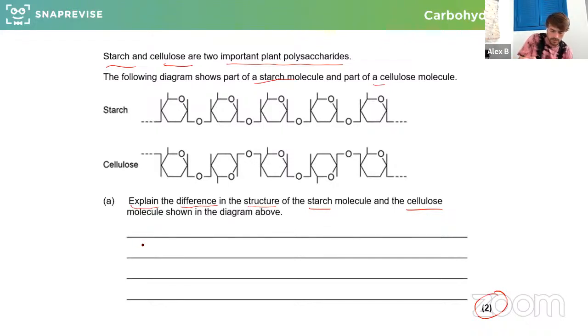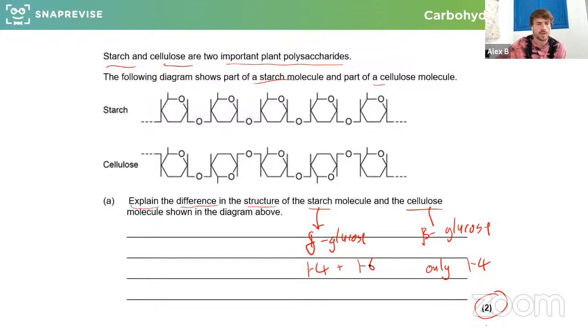So yeah, starch alpha, beta, and put only 1, 4 bonds, and this one has 1, 4, and 1, 6. Yes, branched. Unbranched.